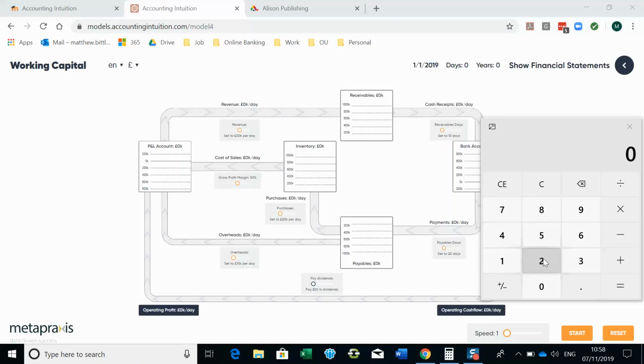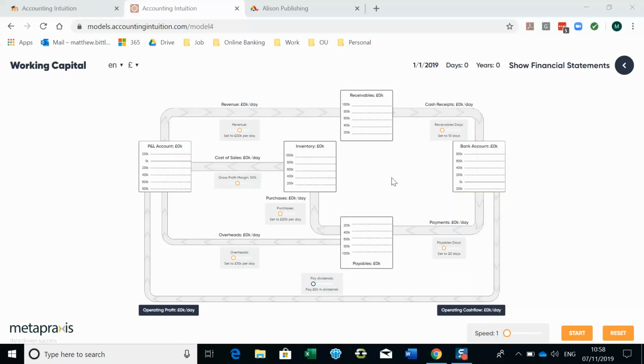240 staff, each at an average annual cost of 30,000. That gives us 7.2 million. And to that, we need to add the office costs, which are 3.75 million. That gives us an annual total, which we need to convert to a daily amount for the model. So we divide by 365, and we get 30,000 of overheads.